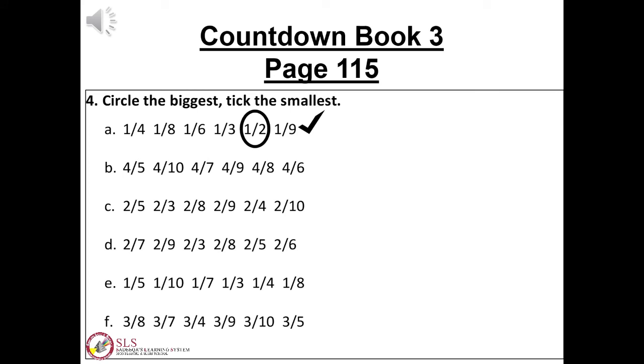Countdown Book 3, page 115. Question 4. Circle the biggest, tick the smallest. Part A is already solved and fractions are 1 by 4, 1 by 8, 1 by 6, 1 by 3, 1 by 2 and 1 by 9. As you can see, there is a circle around 1 by 2 because it is the greatest fraction, and there is a tick on 1 by 9 because it is the smallest fraction.